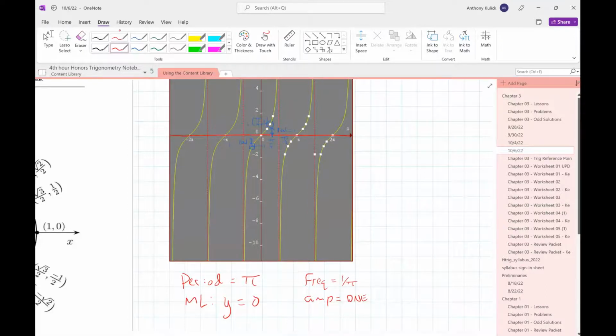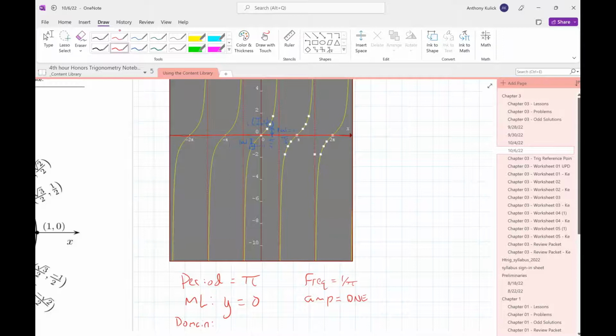What's the domain going to be on something like this? We're having a lot of breaks. How do I write that? How many breaks does it have in its domain? Infinitely many. How do I write that?